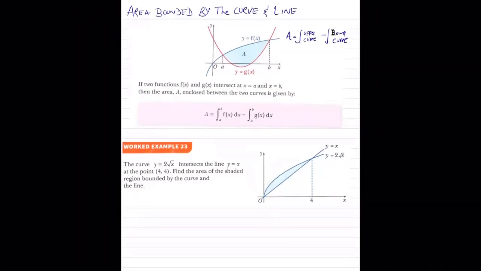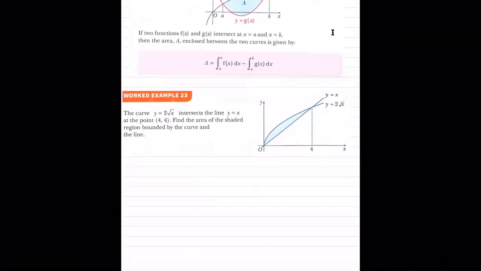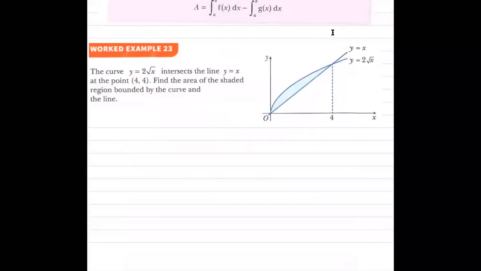Okay. So let's try this example. The curve y equals 2 root x intersects the line y equals x at the point 4 comma 4. So in this question, the intersection point is already given, 4 comma 4. You need to find the area of the shaded region bounded by the curve and the line. Okay, so area bounded by the curve and the line.